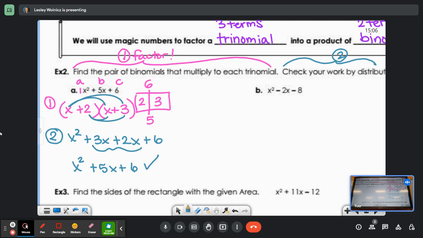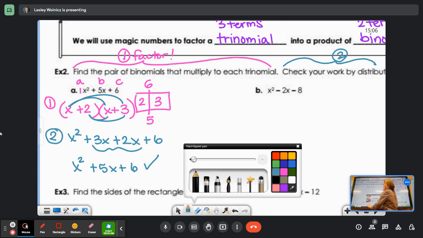Easy peasy, lemon squeezy. I like these lemons. Take lemonade. Okay, I would say that maybe we don't need to do B. Do we need to do B? Yes. Okay. Yeah. All right, let's do B.